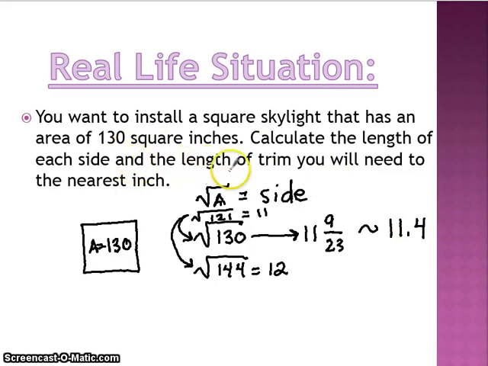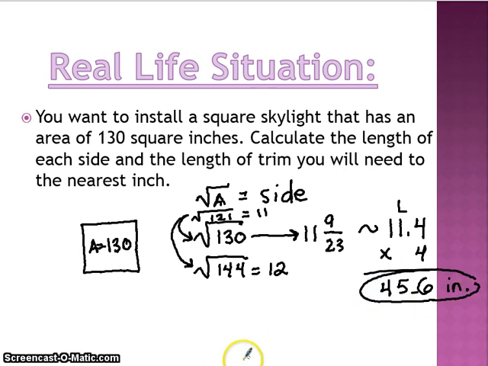If we wanted to know the length of trim to go the whole way around, we would have to multiply that by 4 to get the total distance since there's 4 sides. And we would get 45.6 inches. We would need 45.6 inches of trim to go around the skylight.